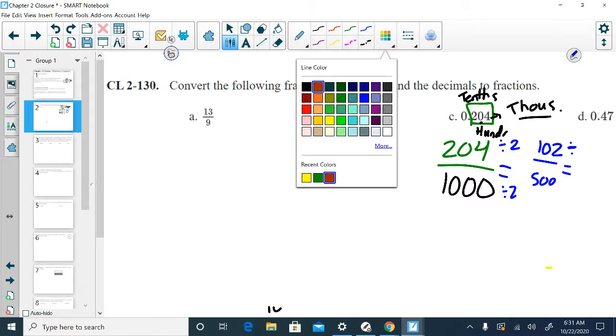I'm trying to change colors here, and it's just not letting me. You guys have seen that plenty of times in class. It just doesn't let me change the colors when I want.